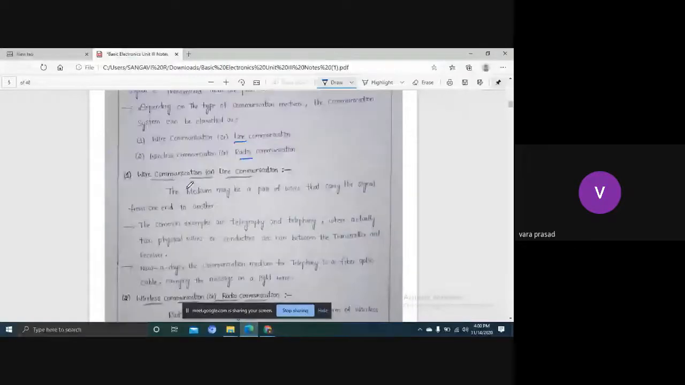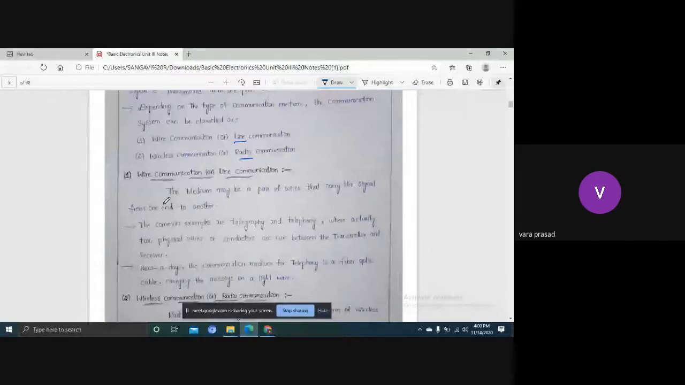Here channels are of two types: wireless and wire. In a wire channel, there should be a line between transmitter and receiver. Here there is no wire. But how can we send the signal from transmitter to receiver through free space or air?